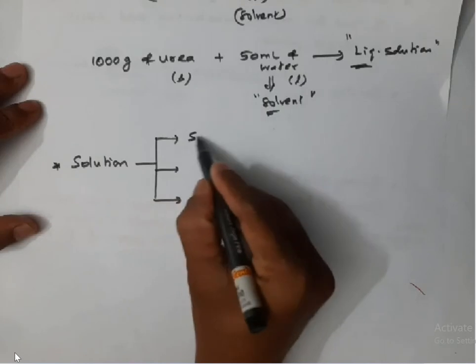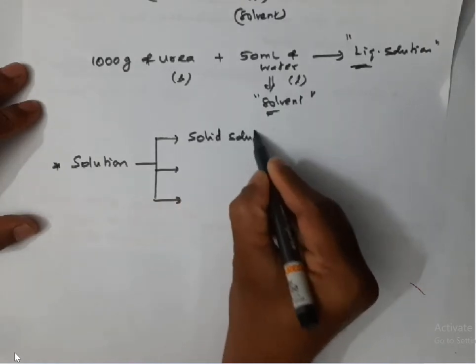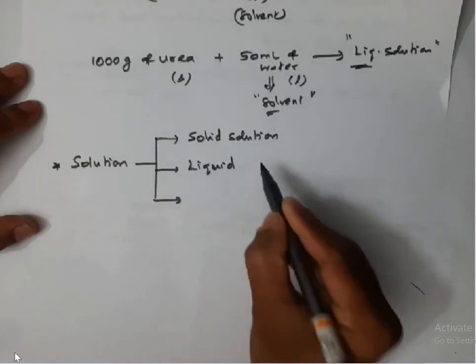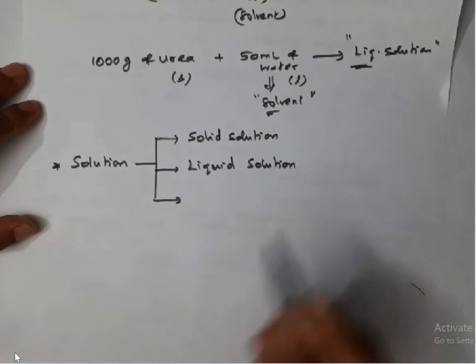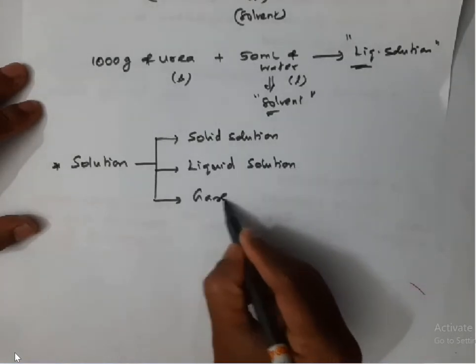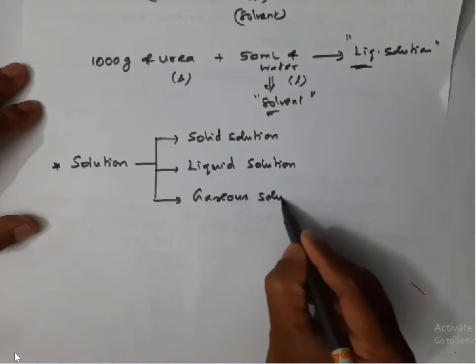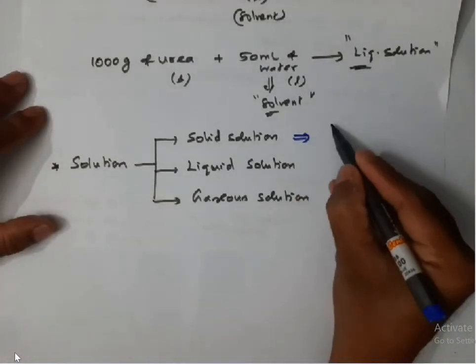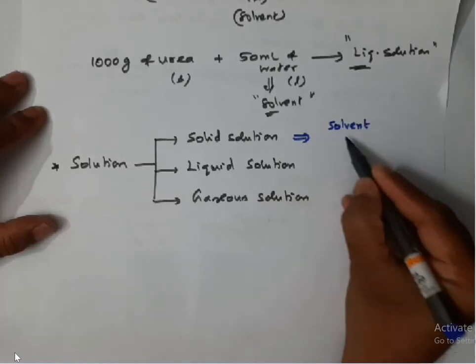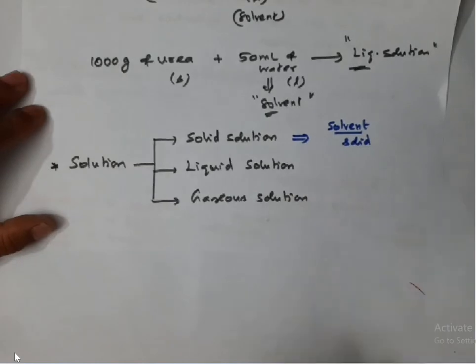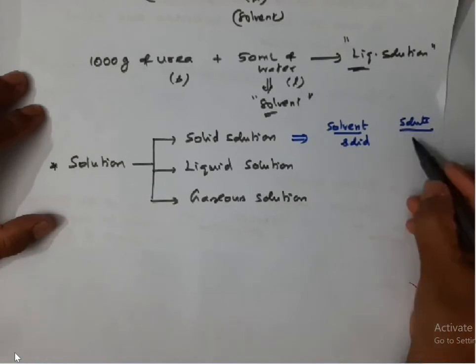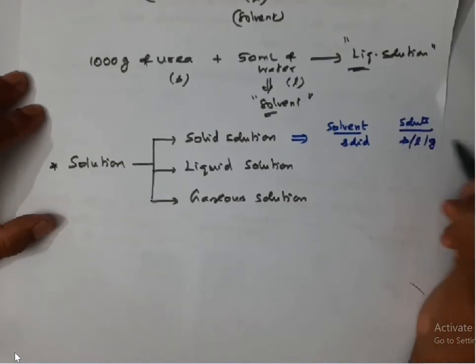Number 1, solid solution. Number 2, liquid solution. Number 3, gaseous solutions. We have 3 types. Students, observe carefully here. In solid solution, solvent should be solid. Your solute can be anything. It can be solid or liquid or gas.